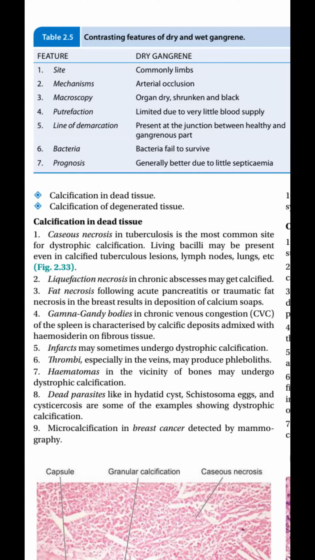So the third would be fat necrosis following acute pancreatitis, and the breast, resulting in deposition of calcium soap. The fourth is gamna gandy bodies. This is a chronic venous congestion of the spleen. It is characterized by calcific deposition. In this you can see it when there is a venous congestion. The fifth is infarct. Infarct is what? When there is no supply, for example, when you tie your finger with a rubber or something.